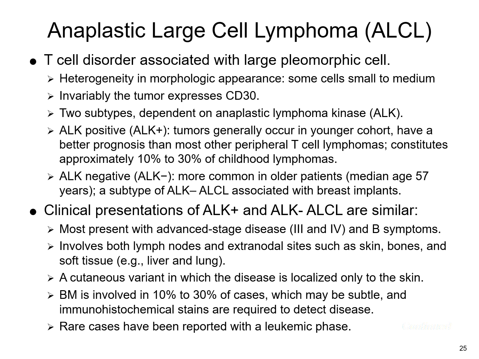The ALK positive tumors generally tend to be seen in the younger populations, and they have a better prognosis overall. And they constitute approximately 10 to 30% of the childhood lymphomas. The ALK negative forms are more common in the older adults with a median age of about 57 years of age, and this subtype has been associated with breast implants.